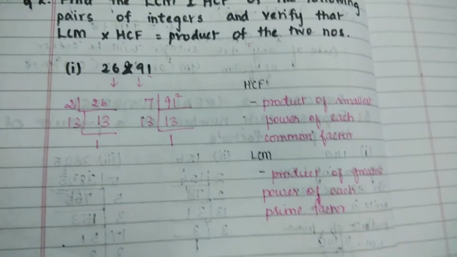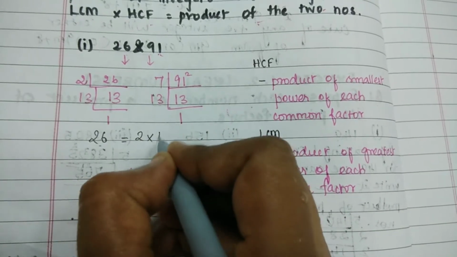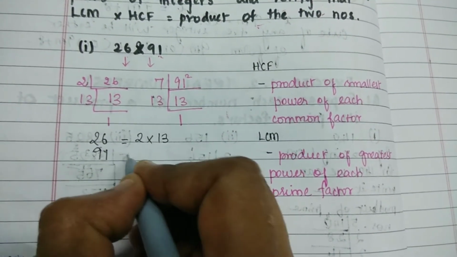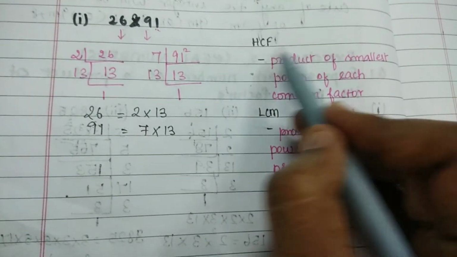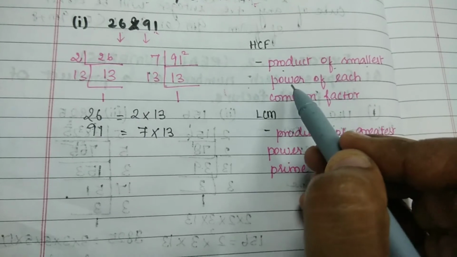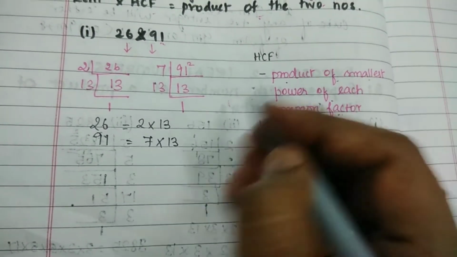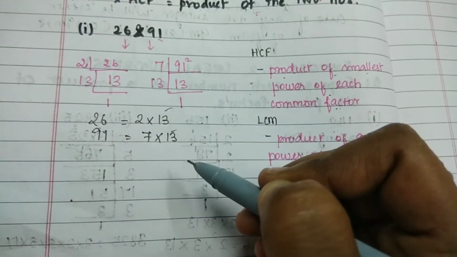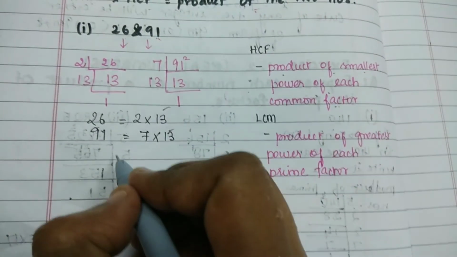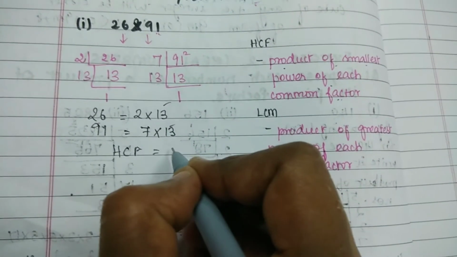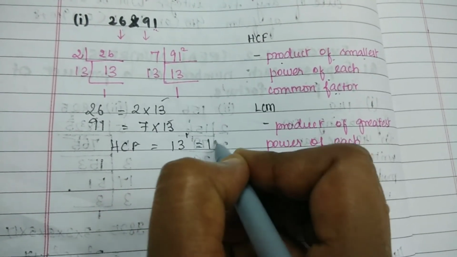So now let's express: 26 is equal to 2 into 13, and 91 is equal to 7 into 13. So what is HCF? It is nothing but the product of the smallest power of each common factor. First let's find the common factor here. 13 is the common factor, and the smallest power of 13 is 1. So the HCF is nothing but 13.